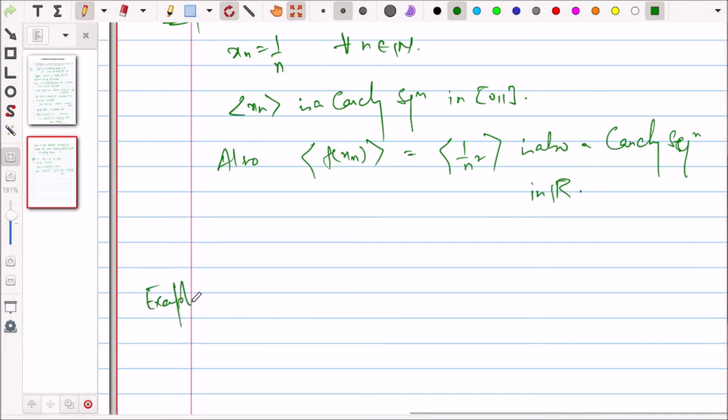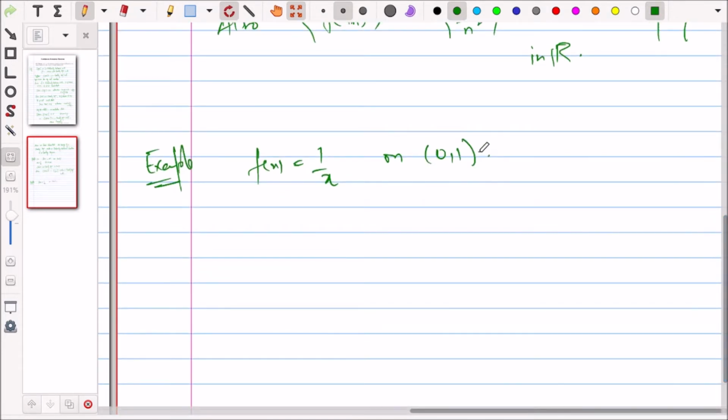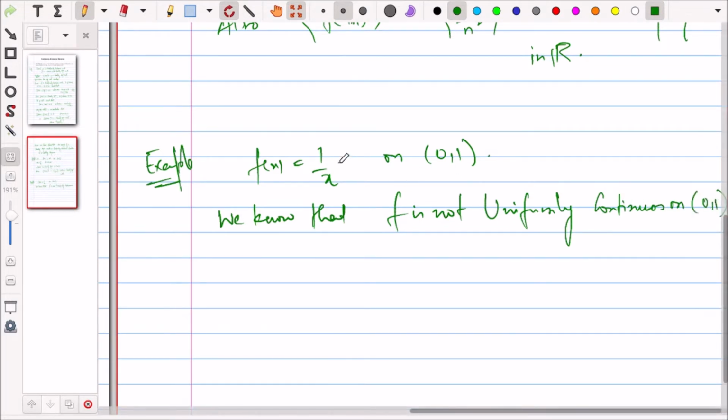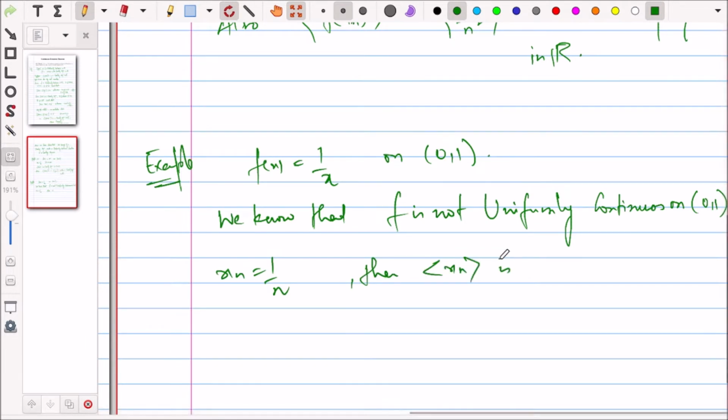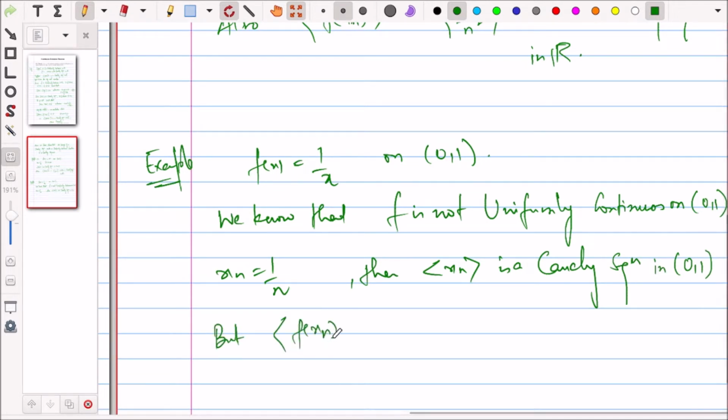Now let us take another example. We take a function f(x) equal to 1 by x on the interval 0 to 1. We know that f(x) equal to 1 by x is not uniformly continuous on the interval 0 to 1. Now if we take the sequence xn equal to 1 by n, then xn is a Cauchy sequence in 0 to 1, but f(xn), which is equal to n, is not a Cauchy sequence; in fact it is an unbounded sequence.